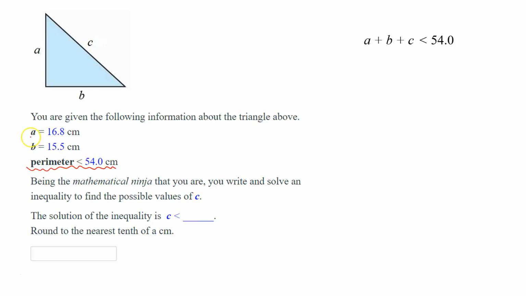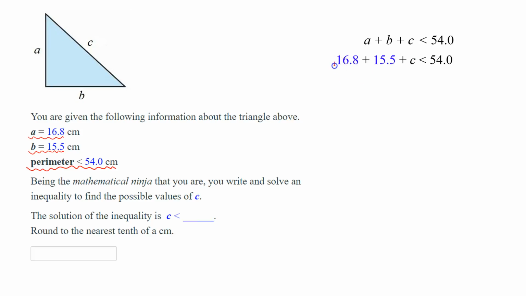We know what A is. We know A is 16.8 and we know that B is 15.5. So let's use the substitution property to put those values in there. So A was 16.8 and B was 15.5.